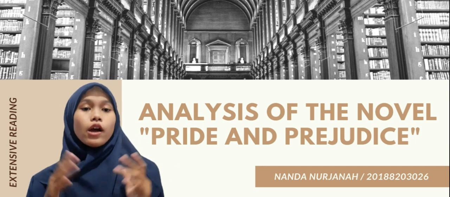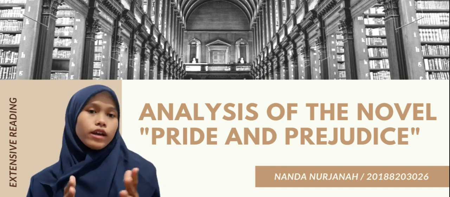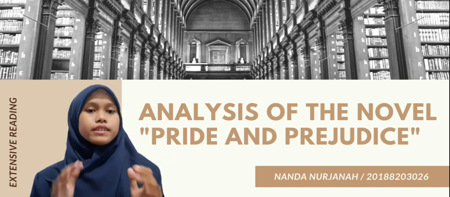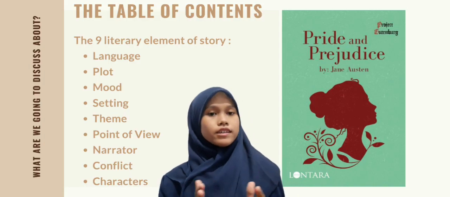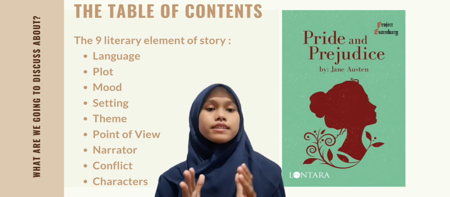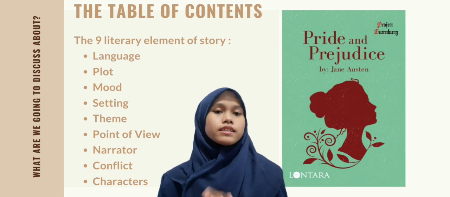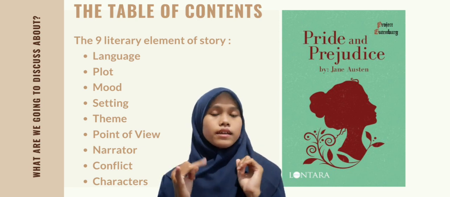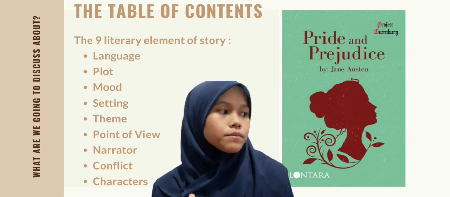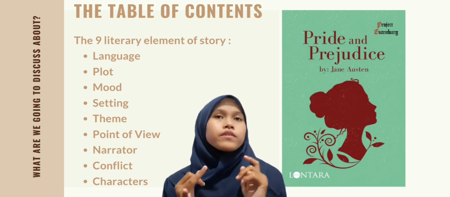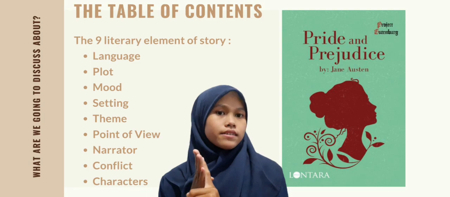Today in this video, I would like to present my analysis about the novel I have read with the title Pride and Prejudice. The table of content is the 9 literary elements in the story, such as language, and then plot, mood, setting, themes, point of view, narrator, conflict, and the last character.